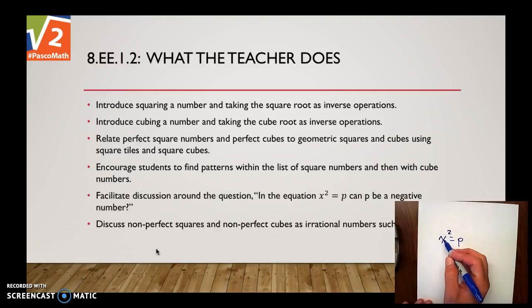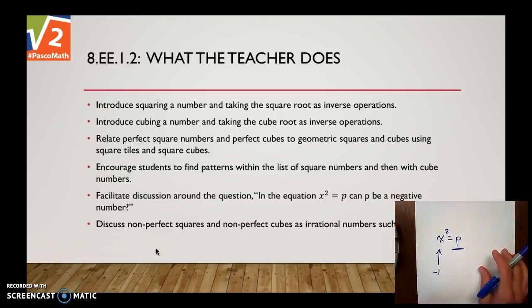Anything times itself, so they can explore what happens if you plug in a negative number for x. If you plug in any negative number, -1 times -1, well, a negative times a negative is a positive. It's some good discussion around that. And also discuss non-perfect squares and non-perfect cubes as irrational numbers. The standard actually calls out the square root of 2 specifically. So there can be some good conversation around that.